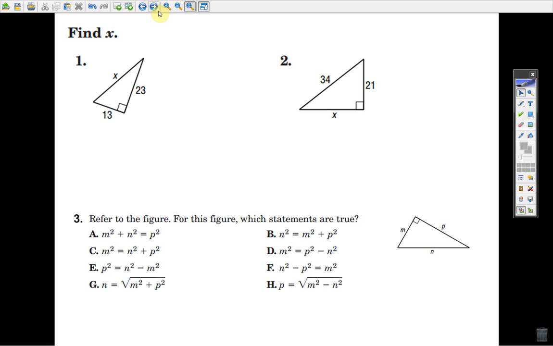Part 3 says refer to the figure at the right, where you have a triangle with sides m, n, and p, and determine which statements are true and which ones are false. That's a little tricky. See if you can think about how we're going to move the Pythagorean theorem around to figure out which of those statements are true and which are false.